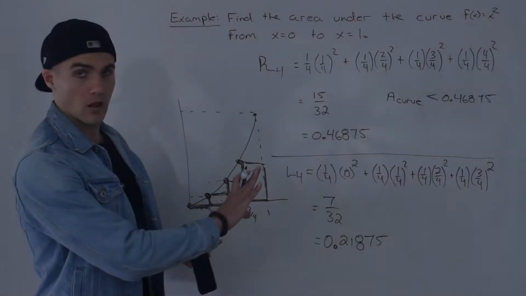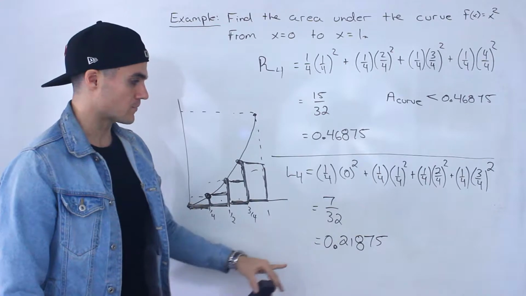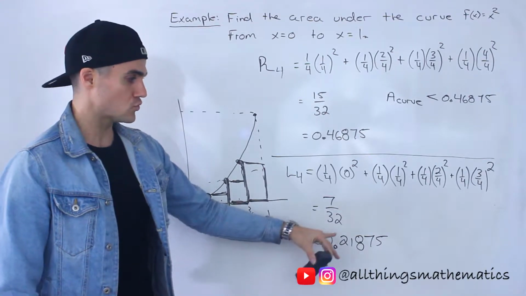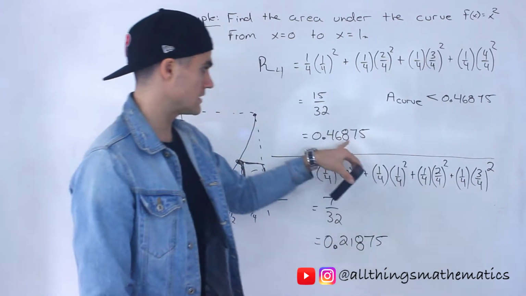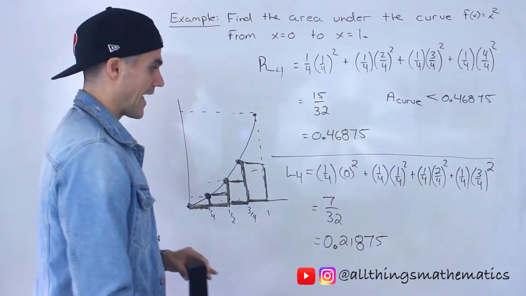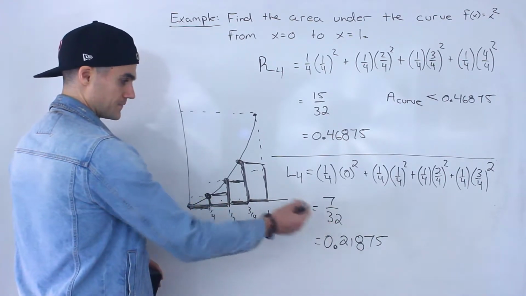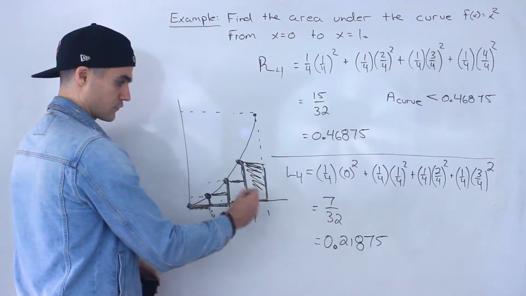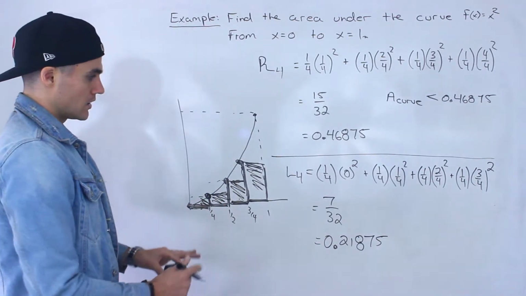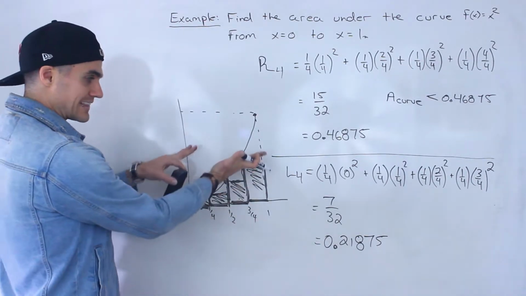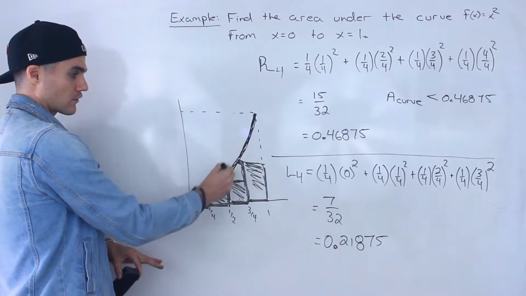And then when you do all of that algebra there, you're going to end up getting 7 over 32, or in decimals 0.21875. And notice that this number is a lot less than this one. And also notice that this area, which is the area of these 4 rectangles that we just did, is actually less than the actual area under the curve.